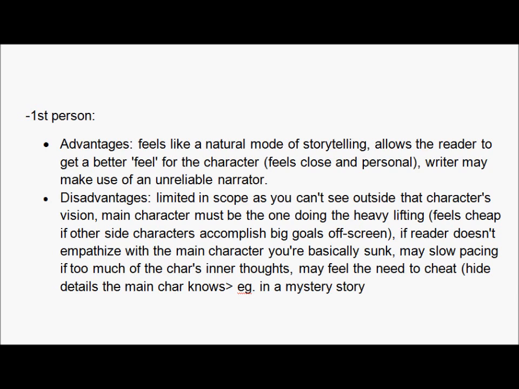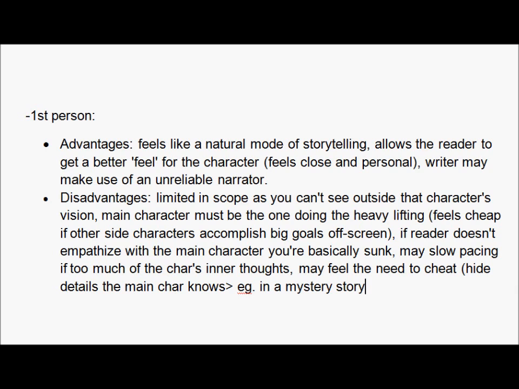It may also slow the pacing. So if you're looking at one character's inner thoughts too much, it could slow things down, and you might not be getting through the plot as quickly as you need to. You may also feel the need to cheat.